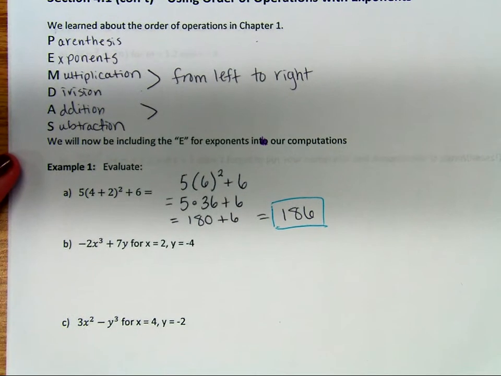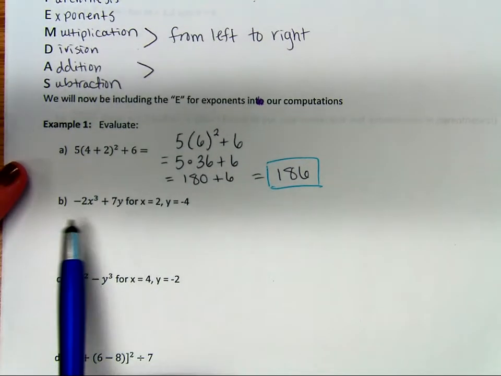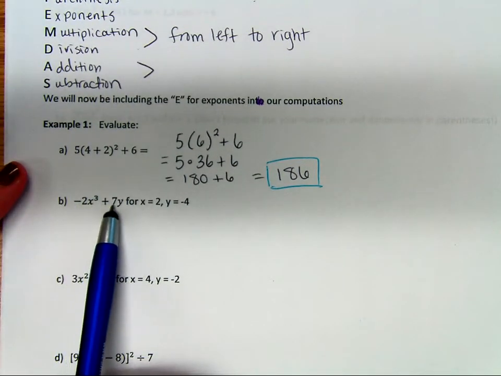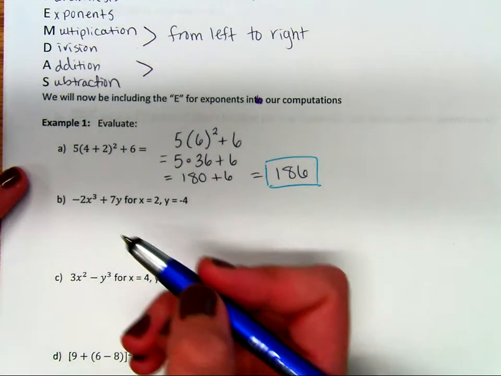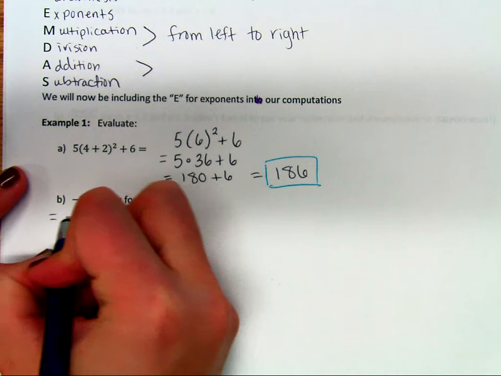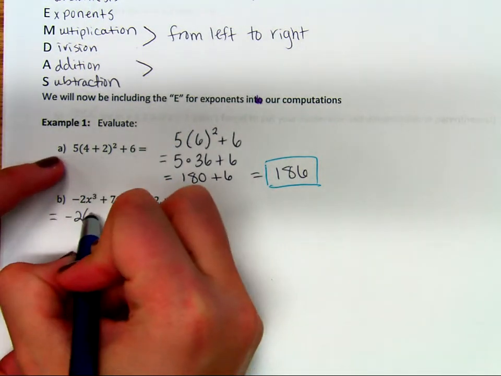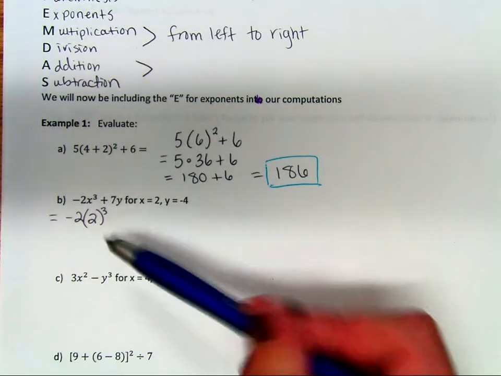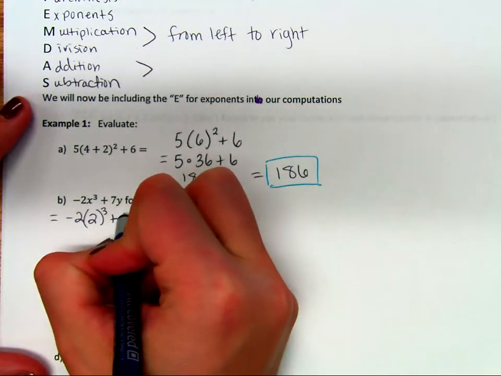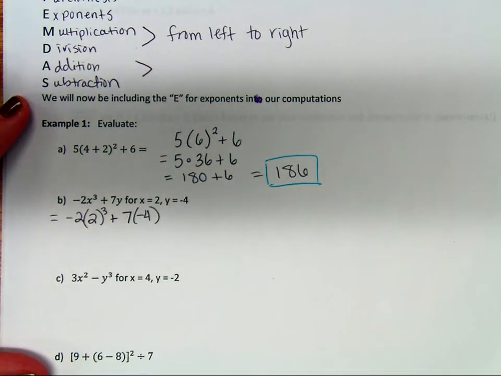Okay, so that one just had numbers. Now part B has some variables, so we're going to have to do some substitution. It says negative 2x cubed plus 7y, for x equals 2 and y equals negative 4. So I need to substitute 2 for x. So I'm going to have negative 2, rather than x cubed, I'm going to have times 2 cubed. Notice when I substitute, I put it in parentheses. Plus 7y. So I know y is negative 4. So that means I'm doing 7 times negative 4. And now I can evaluate.